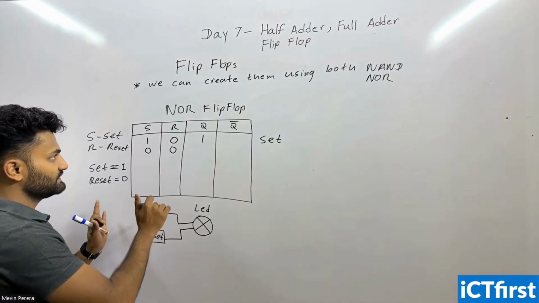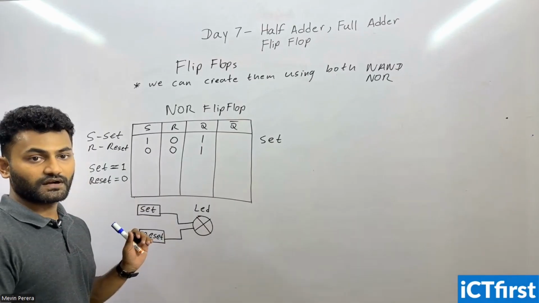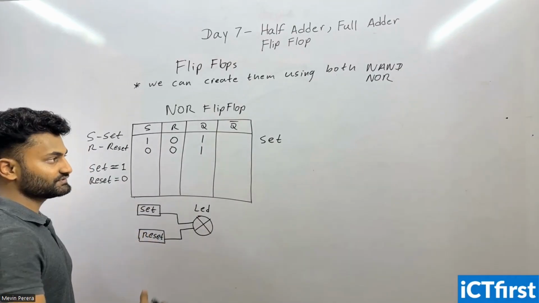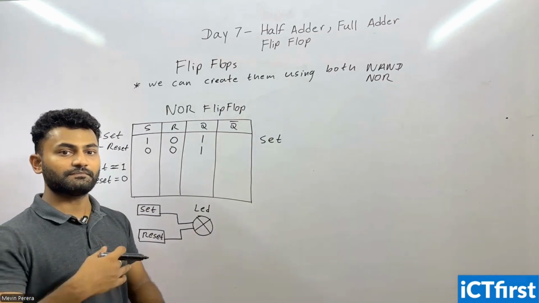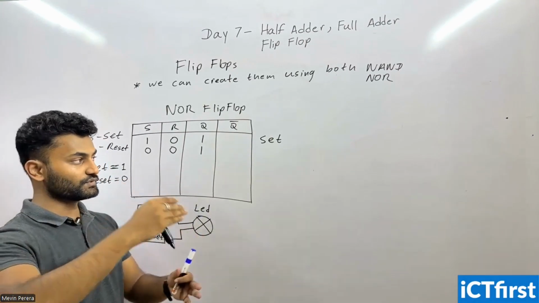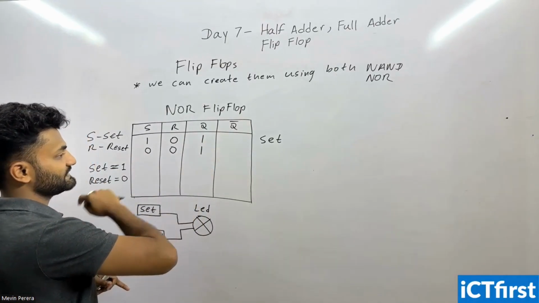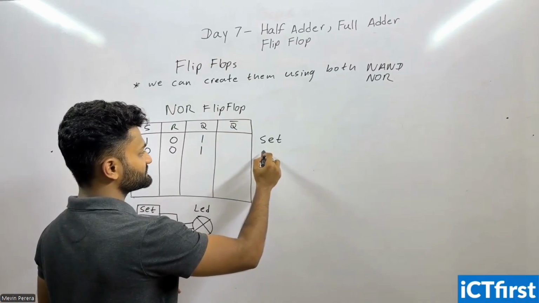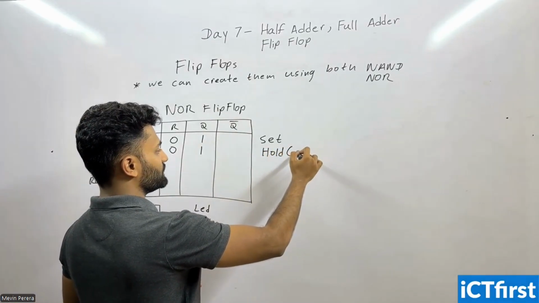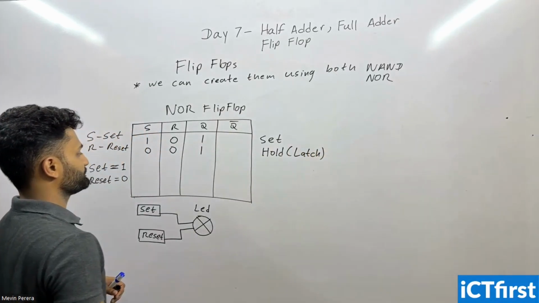But still, the LED seems to be on, because we haven't reset the system yet. The circuit is still looking at the memory, still looking at the previous output. So the light seems to be on. That is called a hold instance, or we also call it a latch instance.